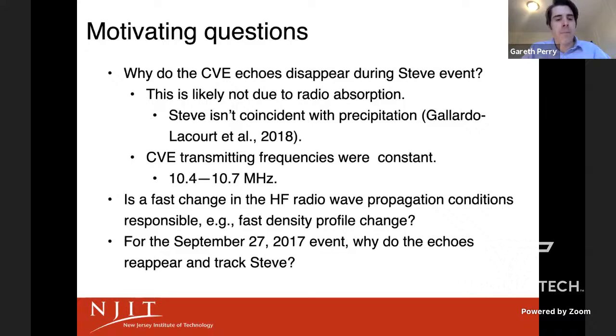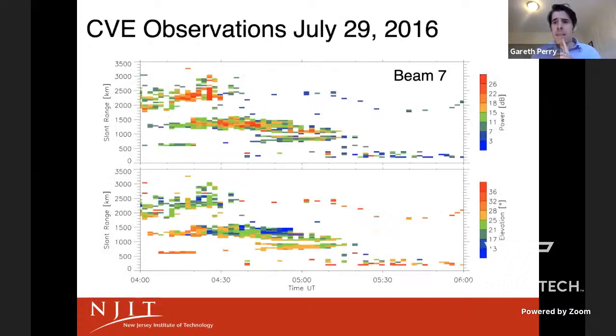So to go after this question of why we see these echoes disappear, we first looked at the propagation question, and whether the disappearance could be due to a sudden change in propagation conditions, on the order of tens of minutes, that changed so significantly that they made the echoes essentially disappear. That's the hypothesis we started attacking.